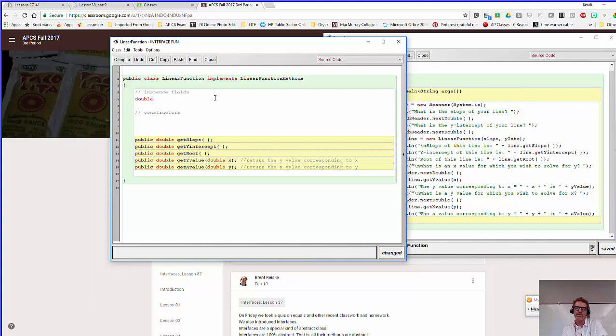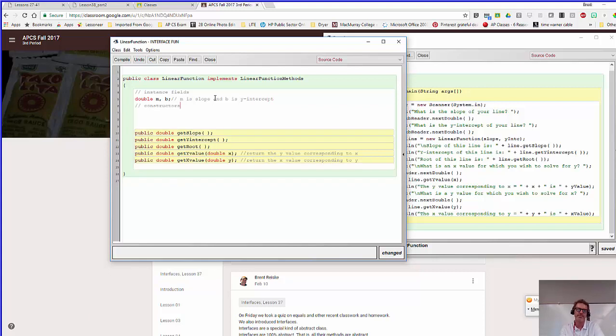So I guess we're going to have two double instance fields. Are we good with M for slope and B for y-intercept? M is slope and B is y-intercept. I think we're all okay with that. I'll spell it out if you want me to. You can if you want to.